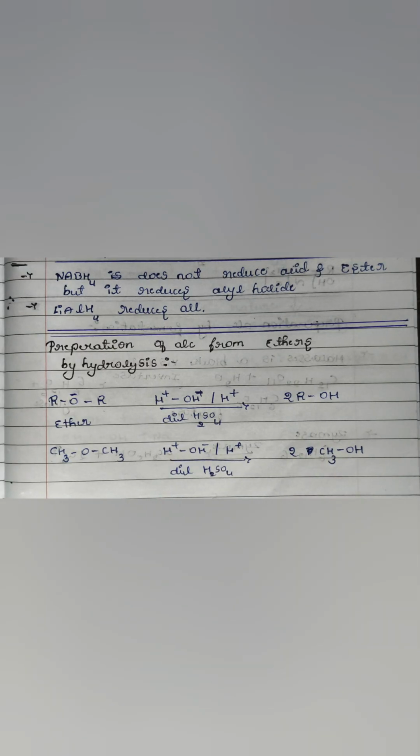Example: CH3OCH3. This is combined with water in the presence of dilute H2SO4, it gives 2 moles of methanol. Means 1 H plus is attached to this oxygen and OH minus is attached to this compound and form 2 moles of methanol. And in this reaction, another example is when this compound is treated with water in the presence of dilute H2SO4, H plus is attached to this oxygen and forms as a product methanol, and this OH minus is attached to this compound and formed as ethanol.